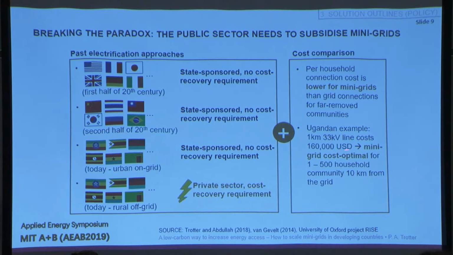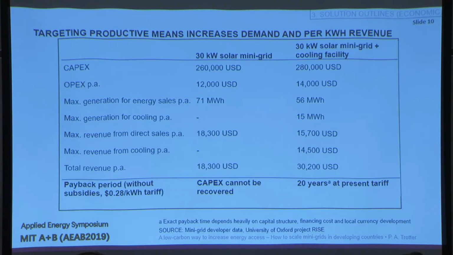A 33 kilovolt line costs $160,000 per kilometer to build. So if you have a community 10 kilometers away from the grid, just the capital cost of building these lines is $1.6 million that you could invest in a mini-grid. That's definitely enough to power a 500 household community, given the demand, and probably even more. So that really shows you that you should do something on the policy side.